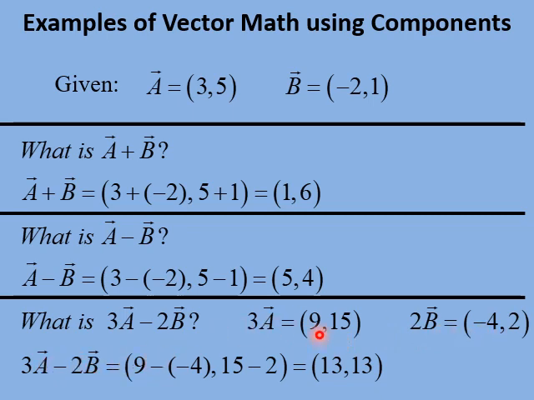All right, so I'm going to do the x components first. 9 minus -4 gives me positive 13. And then for the y components, I have 15 here minus 2. So 15 minus 2 gives me the y component, which is also 13. So the vector 3A minus 2B is a vector with an x component of 13 and a y component of 13.